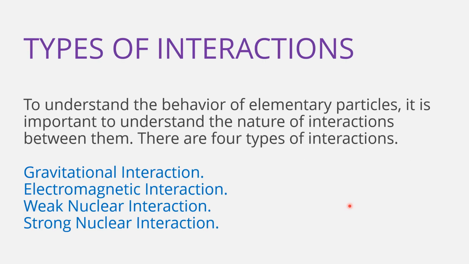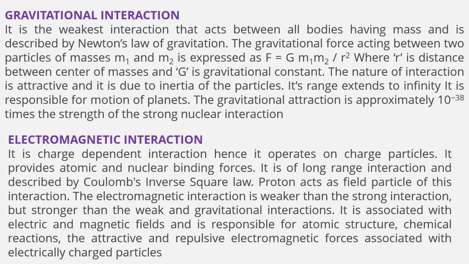Types of interactions. In order to understand the behavior of elementary particles, it is important to understand the nature of interactions between them. Basically, there are four types of interactions. They are gravitational interaction, electromagnetic interaction, weak nuclear interaction, and strong nuclear interaction. So let us discuss one by one. First one is gravitational interaction.